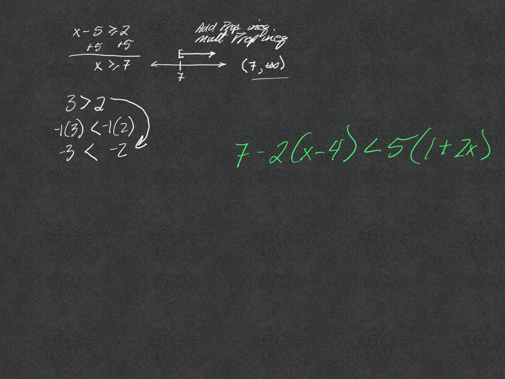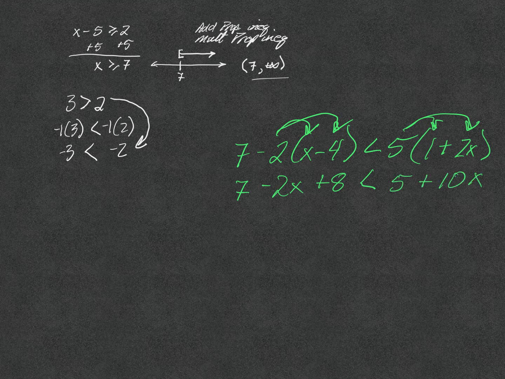And we're going to follow the same four-step process we do with equations. So I see distributive properties, so I'm going to do those. So these are my helps, so I don't forget to multiply. So I get 7 minus 2x plus 8 is less than 5 plus 10x. And now I collect like terms. 7 and 8 are 15. So negative 2x plus 15 is less than 5 plus 10x.